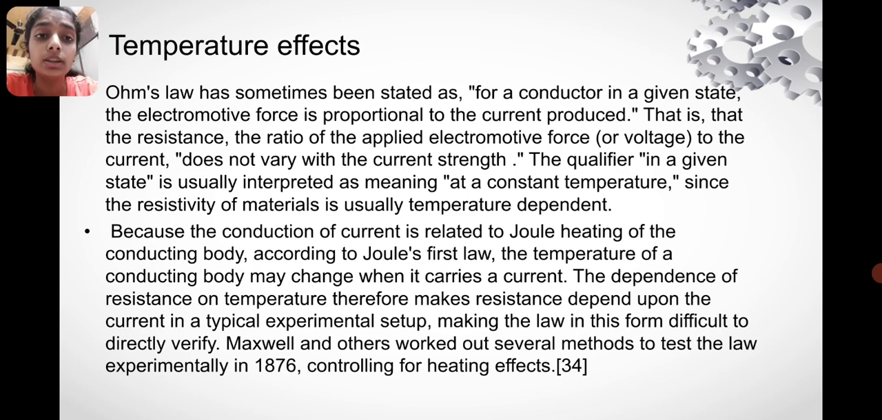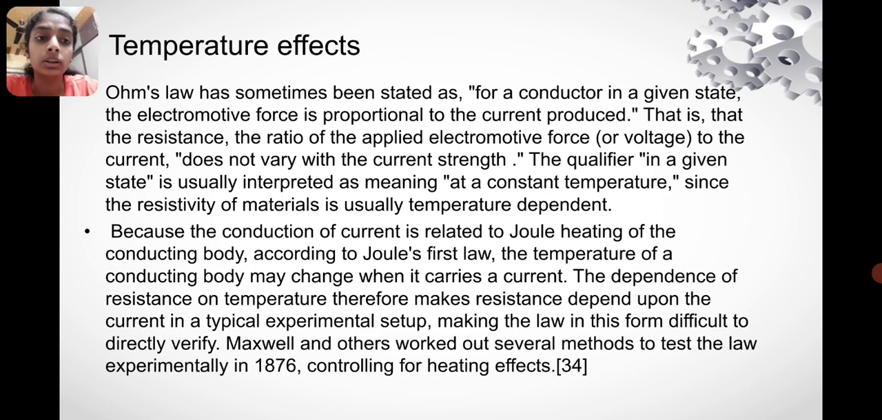The resistivity of materials is usually temperature dependent, because the conduction of current is related to Joule heating of the conducting body. According to Joule's first law, the temperature of a conducting body may change when it carries a current. The dependence of the resistance on temperature therefore makes the resistance depend upon the current in a typical experimental setup, making the law in this form difficult to directly verify.